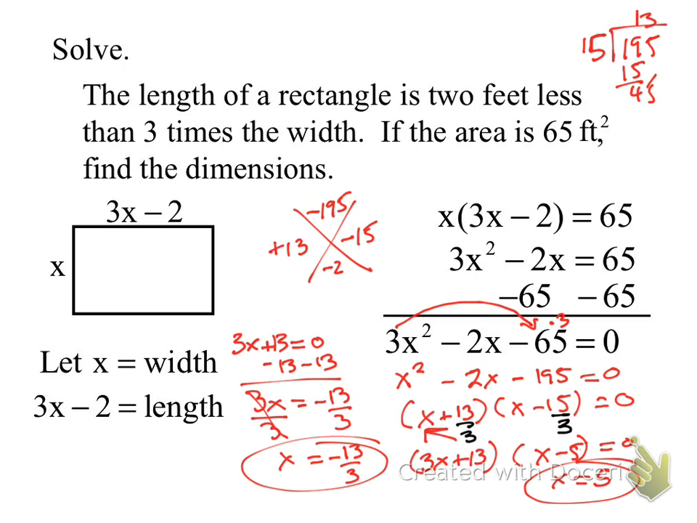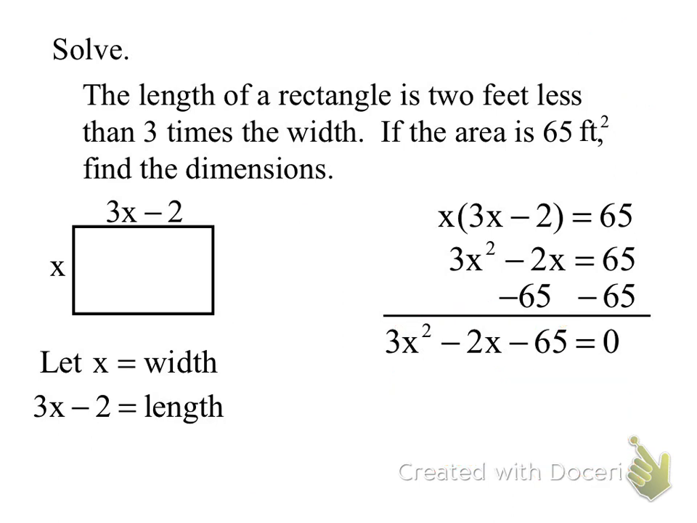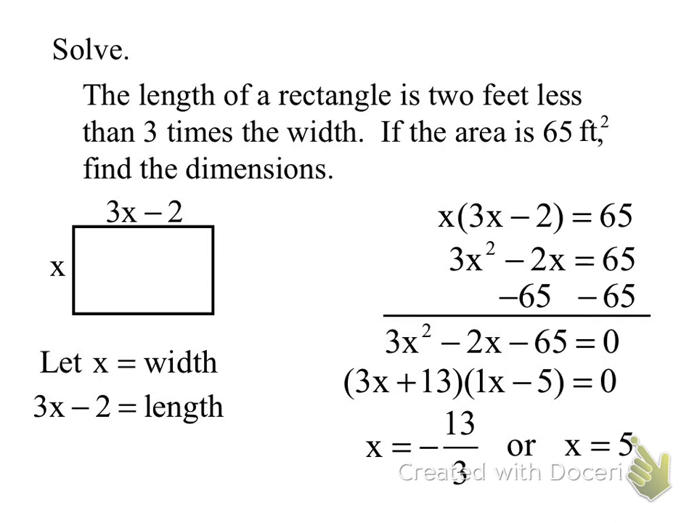Okay, here we go. It can't be this because distance can't be negative. So when you have the two answers, the negative answer can't be a measurement. So x has to be 5. And that means that this will be what? 3 times 5 minus 2 is what? 13. So it's 5 and 13.